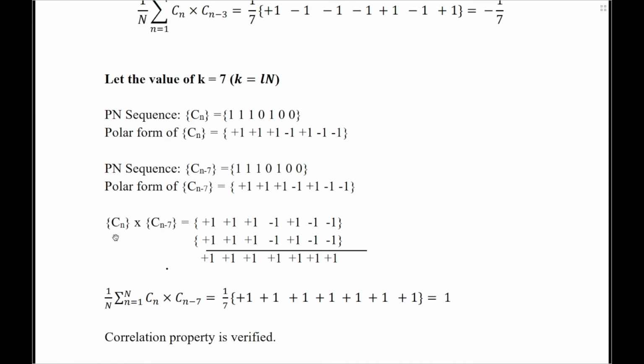Let us now perform the multiplication of Cn and C of n minus 7, which is once again shown here, and you can see we have similar symbols appearing one below the other. So, -1, -1, +1, +1 and this pattern continues. When I multiply each bit position, quite obviously I will obtain +1 everywhere. So, when I calculate the correlation by using the equation here, I will find it as 1 by 7 multiplied by the sum of all these elements, which is obviously 7. So, the answer is 1.